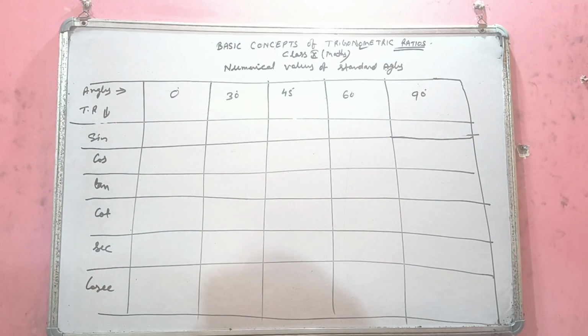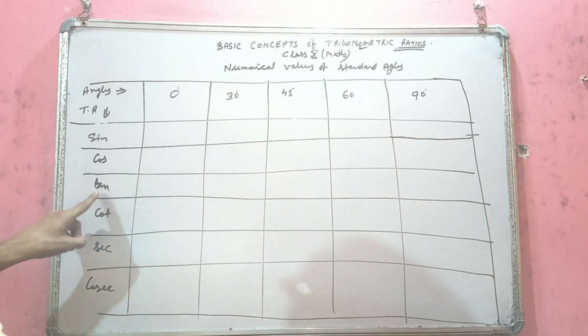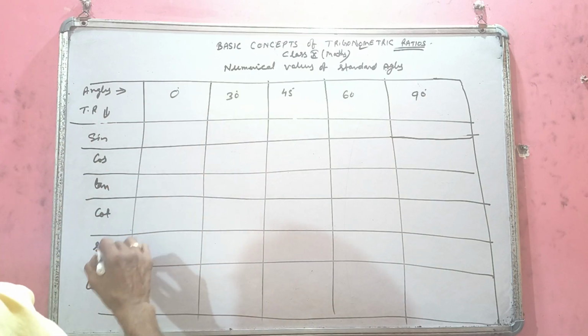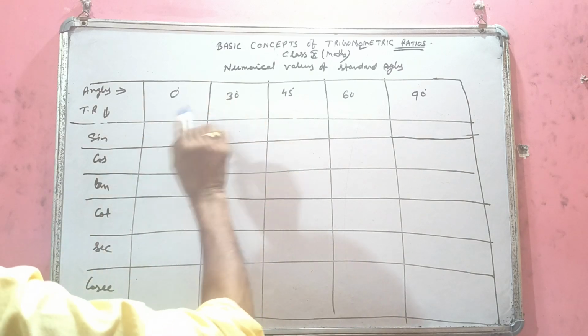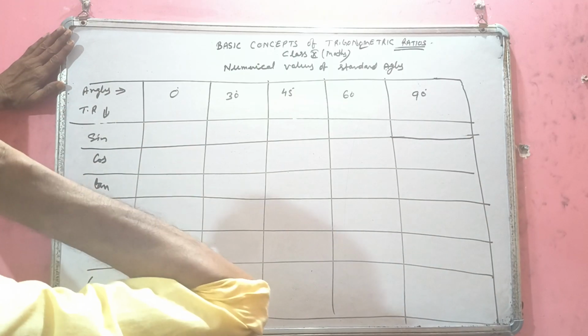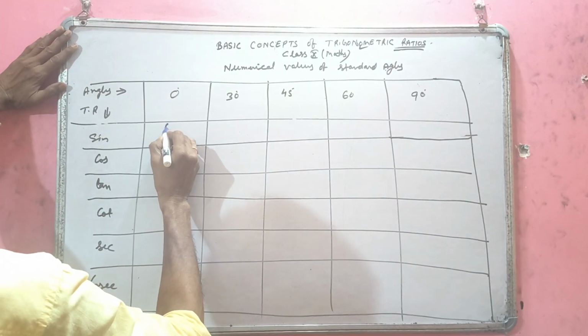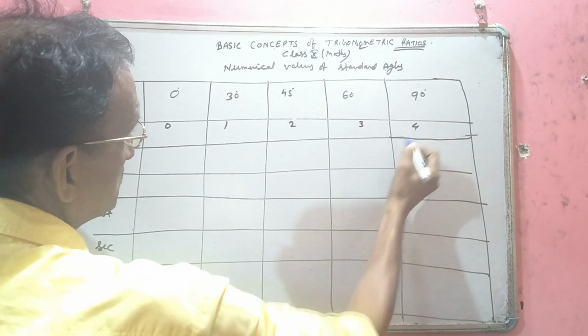You understood what I am telling? You need to know the value of sine 0 degree, cos 0 degree, tan 0 degree, cot 0 degree, sec 0 degree and cosec 0 degree. Similarly, sine 30 degree, 45, 60 like that. That is the numbers 0, 1, 2, 3, 4. First what you will write?